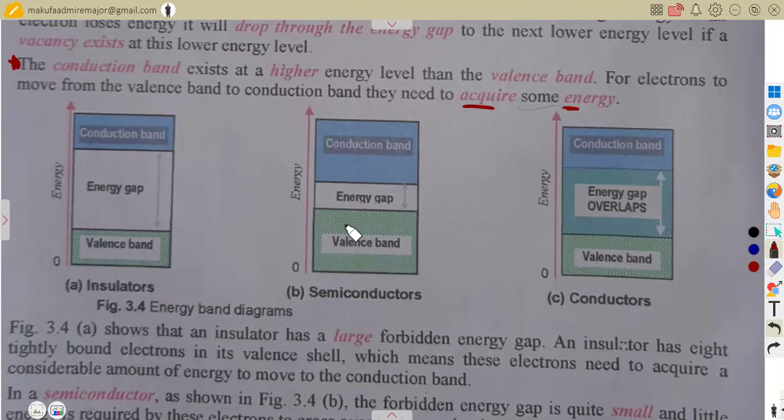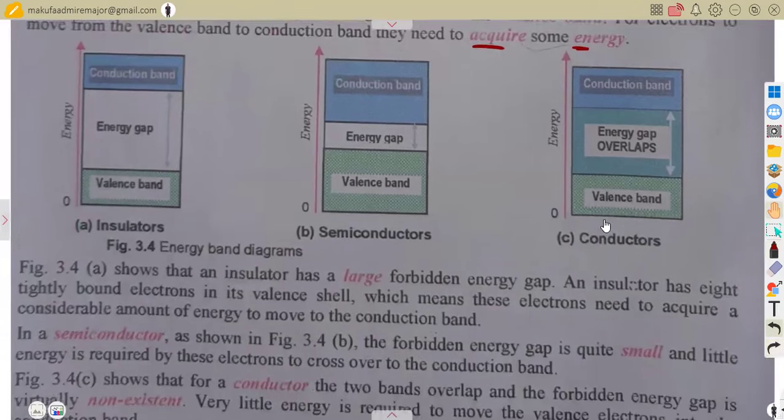Okay, move on to the semiconductors. The valence band is big and so is the conduction band, but the energy gap is very small. Then for conductors, the energy gap overlaps. It is overlapping. Take note: on all these ones we have a normal energy gap, but for conductors, the bands overlap.